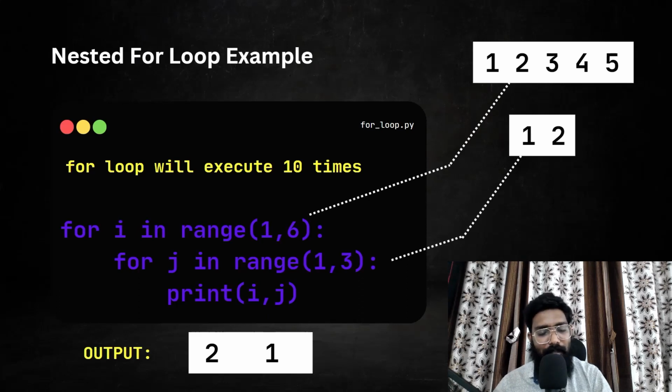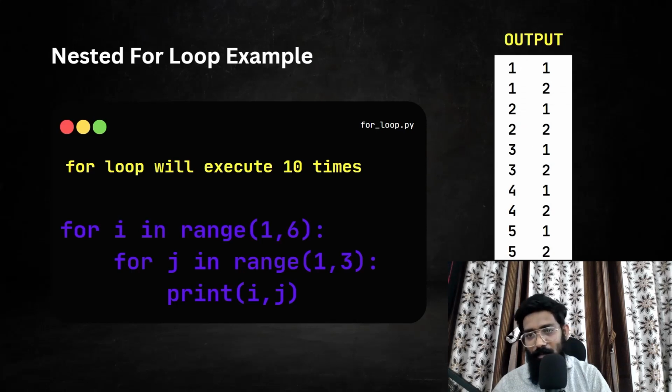Now i becomes 2 and j again becomes 1. Then j increments to 2. Then j tries to become 3 but again the condition is false. And this happens with 3, 1, 3, 2, 4, 1, 4, 2, 5, 1, 5, 2 and so on. Lastly, we can see the output like this: 1 1, 1 2, 2 1, 2 2, 3 1, 3 2, 4 1, 4 2, 5 1, 5 2.